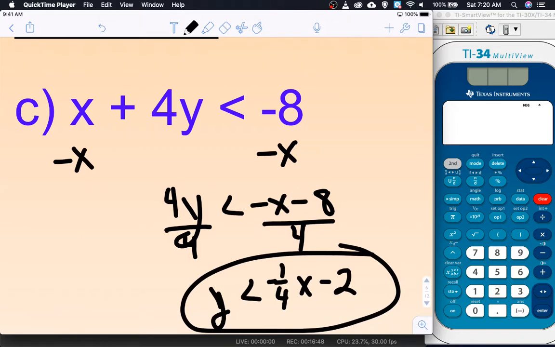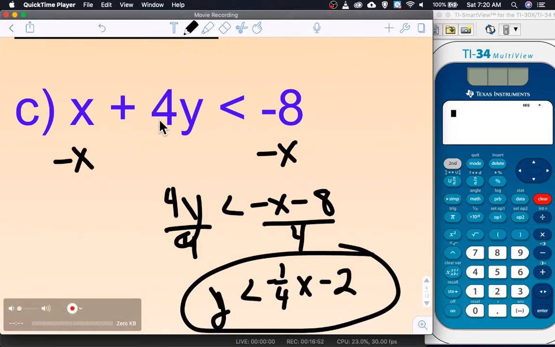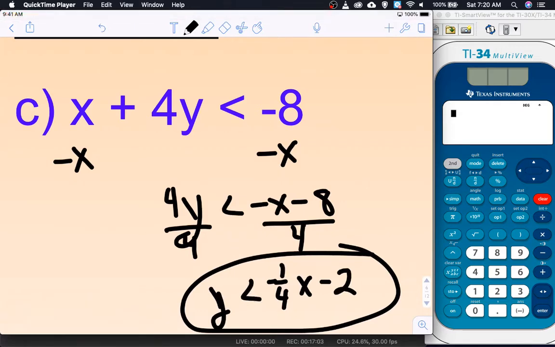Now, it has not happened yet, but it's something to be cautious of. If we would have to divide by a negative, let's say this 4 was a negative right here, and we divided by a negative, we would change the direction of the inequality. It's still an inequality, and all those other rules still apply. Hasn't happened yet, but each problem I'm thinking, ooh, maybe it'll happen this time.